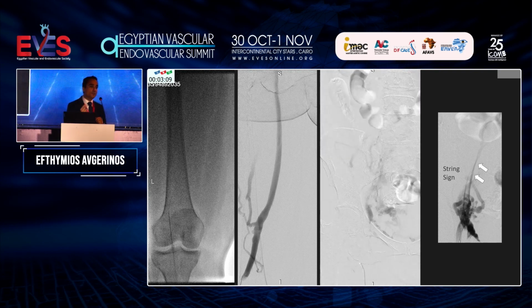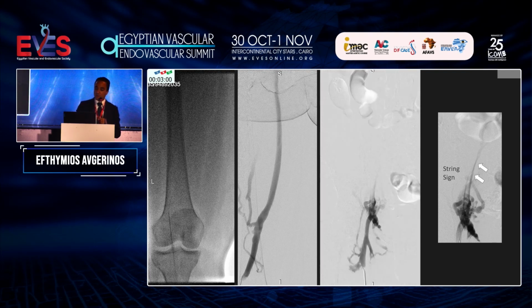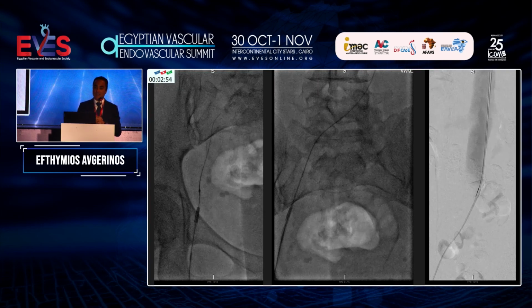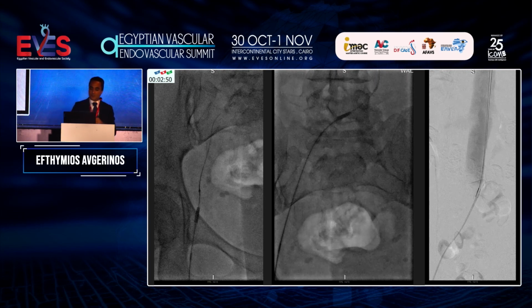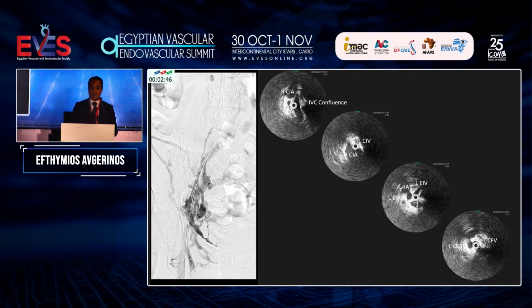What you have to do is try to identify, getting multiple views, what we call the string sign. This is the remnant of the iliac vein. So I'm trying to cross the wire through. And once the wire is through, I'm trying to cross and recanalize with a dedicated crossing sheath. That's the Triforce from Cook. And I end up in the patent portion of the vena cava.